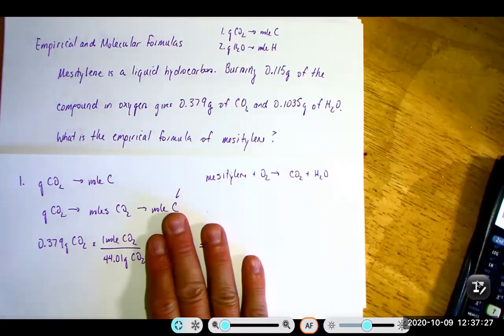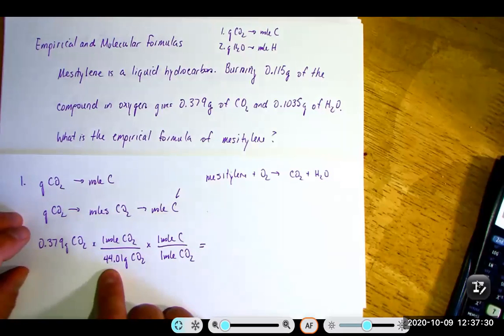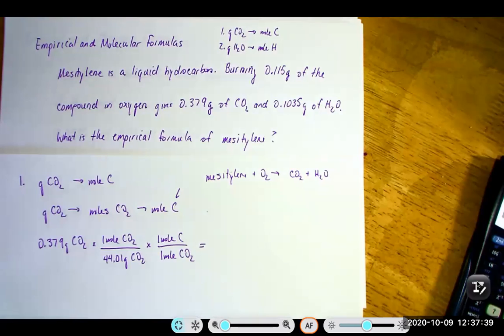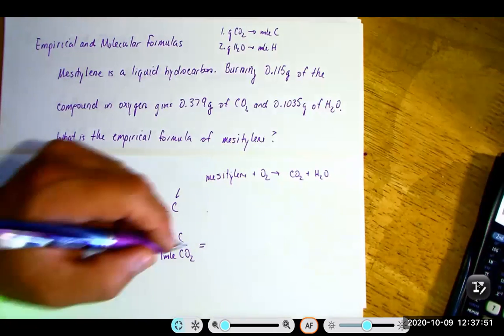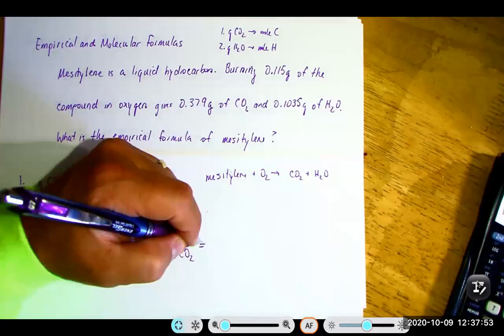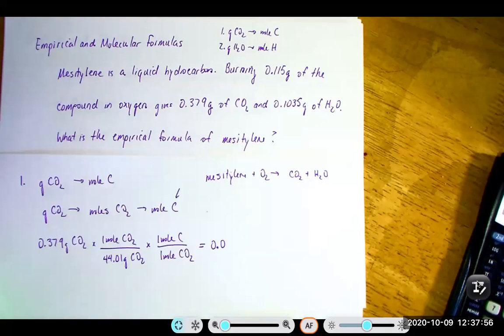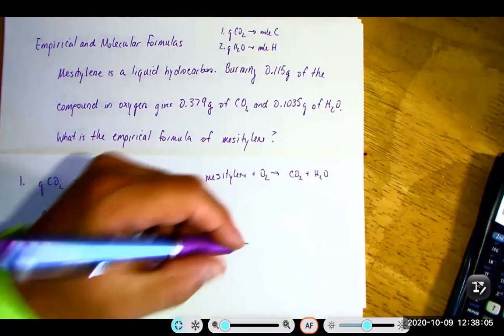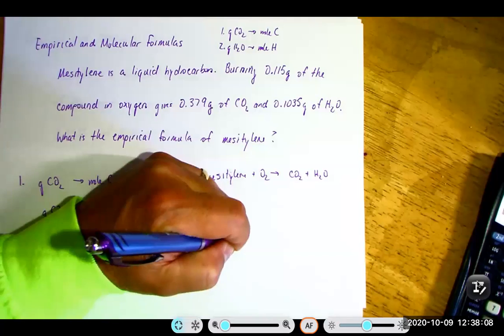Okay. Now, 1/10 of this is 0.44, and we have 0.37. So here, I think that the answer is going to be a little less than 1/10, maybe 0.09. Let's see what we get. 0.379 divided by 44.01, and we get... I made a mistake. 1/10 of this is 4. 1/100th is 0.44. So we should get a little less than 0.01. And we get 0.00861 mole of carbon.